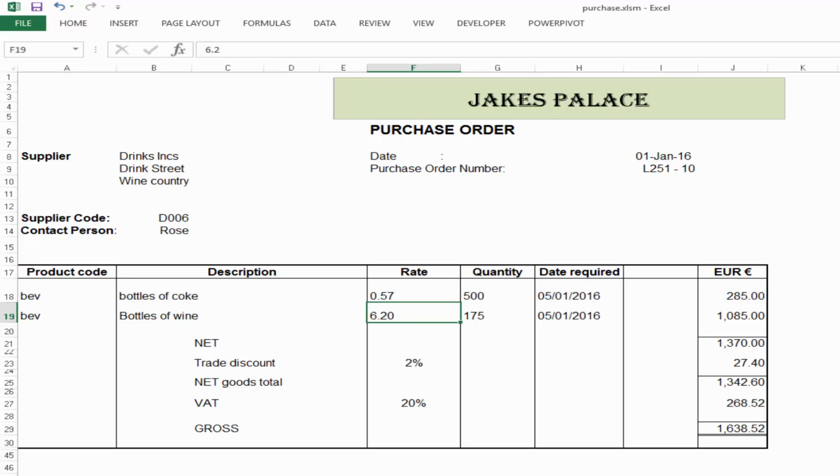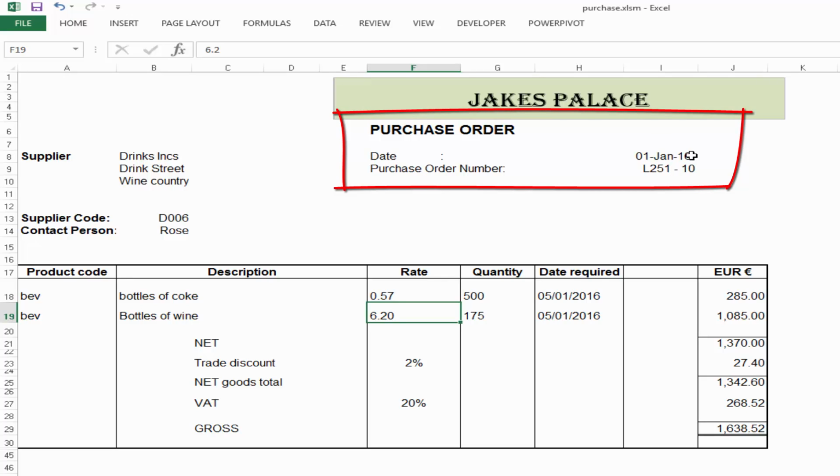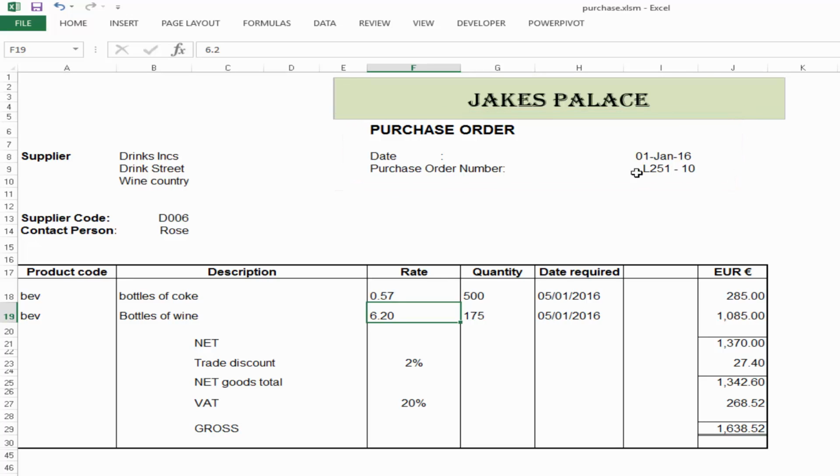We can see from this some details on the purchase order date, the purchase order number, and every purchase order is going to have a unique number. There's also going to be the supplier details, the supplier code, and if there's a contact person, that can go in there too. We then have the detail of the purchase order, and a purchase order is always priced. We've got the product code, the descriptions, the rate, the quantity ordered, and the date that it's required. This then gives us a total, and we also pull in any trade discount to our purchase order as well.